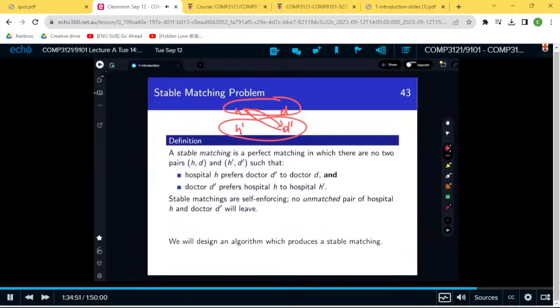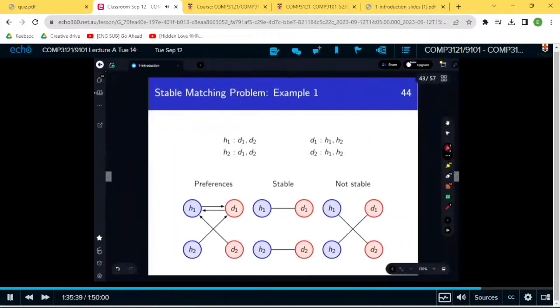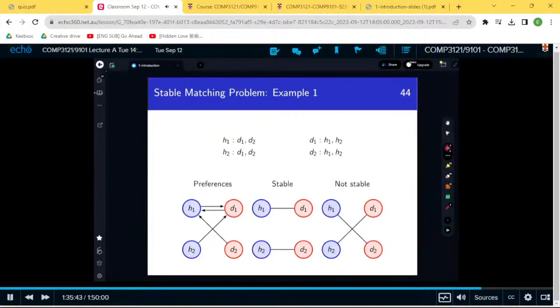So that's a situation that we don't want to happen because now H and D prime can agree to basically exit the system and match to each other. So both H and D prime are not happy with our algorithm because they can achieve a better result. They can agree to just leave our allocation mechanism together and be happier than they were before. Okay. So our aim is to design an algorithm that produces a stable matching.